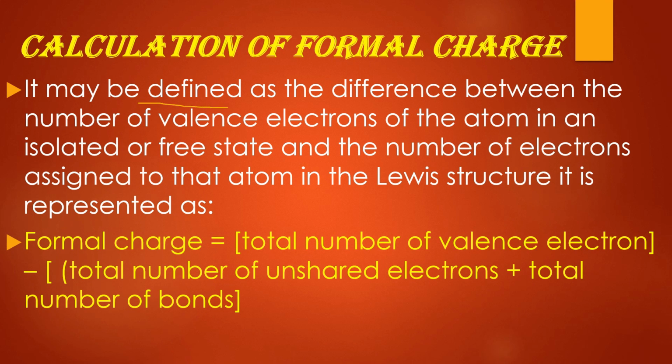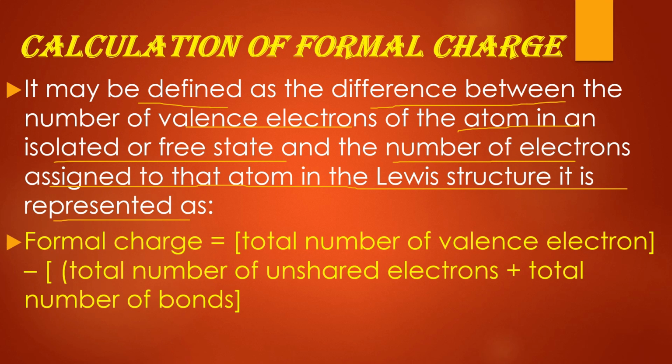Formal charge may be defined as the difference between the number of valence electrons of the atom in an isolated or free state and the number of electrons assigned to that atom in the Lewis structure. The formula for the calculation of the formal charge is: formal charge on any atom is equal to total number of valence electrons minus, in bracket, total number of unshared electrons, not pairs, plus total number of bonds around that atom.